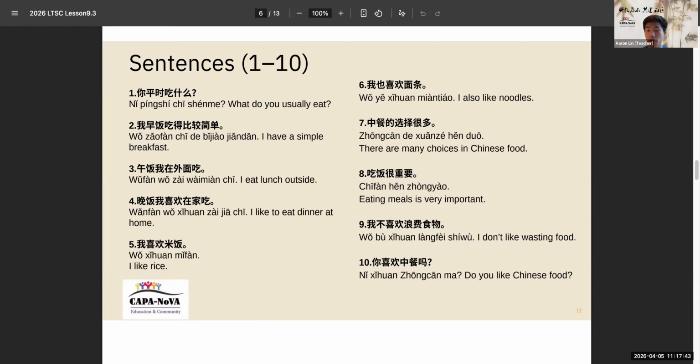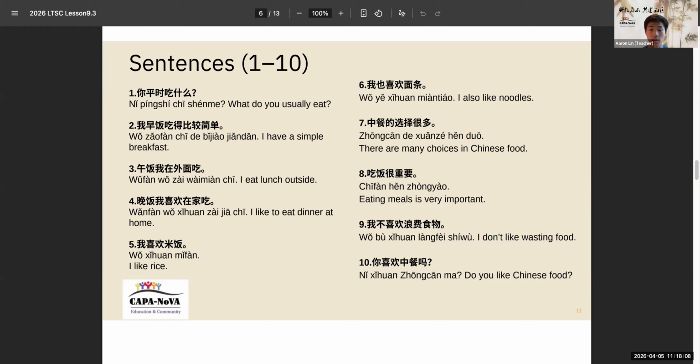Number 6 is similar. 我也喜欢面条, which means I also like noodles. Got it.